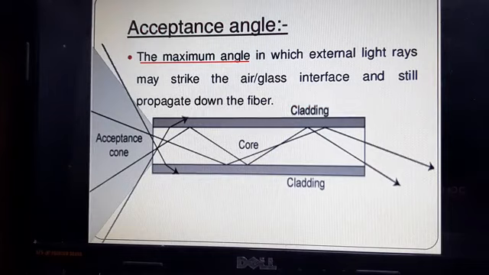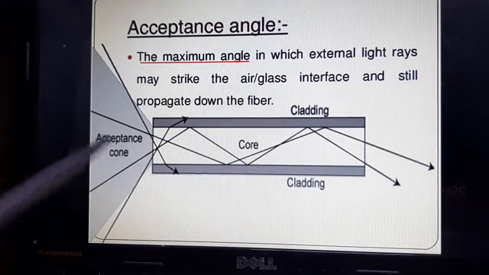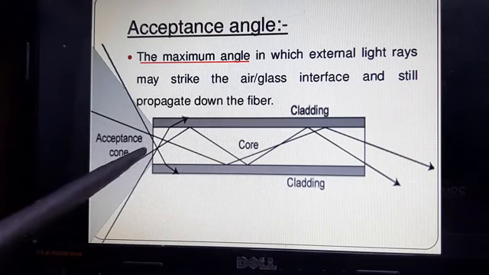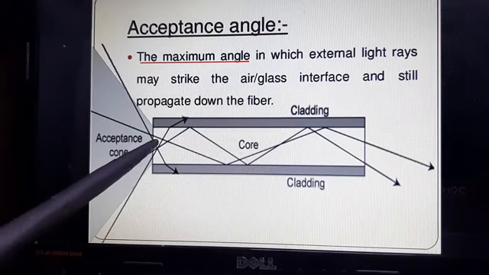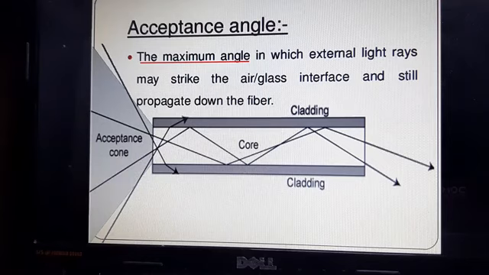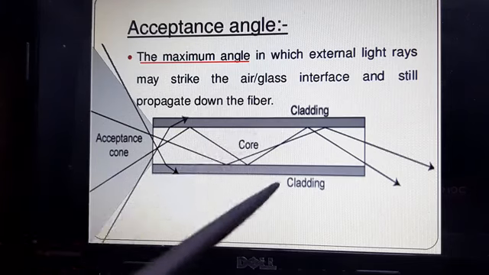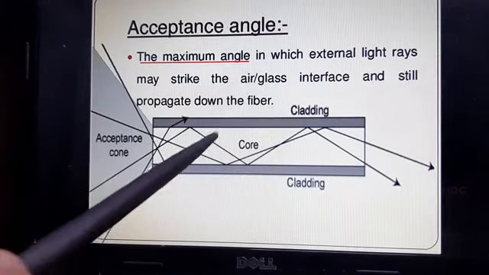And what is acceptance angle? This is the angle of acceptance. It is the maximum angle at which an external light ray may strike the air glass interface boundary and still propagate down the fiber, and it can enter inside the fiber. Fiber means core, and second layer is cladding. So through this core the light can travel.